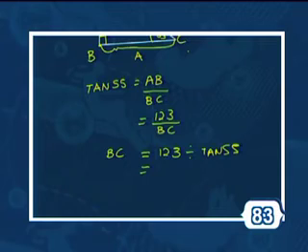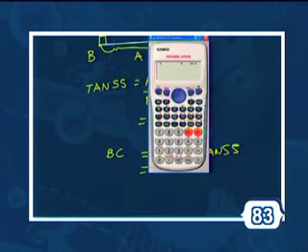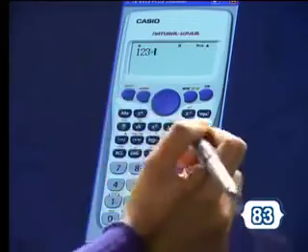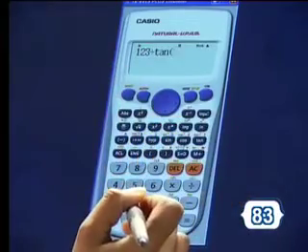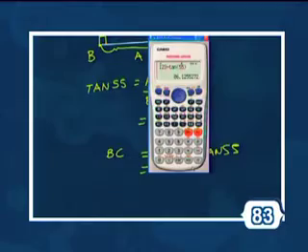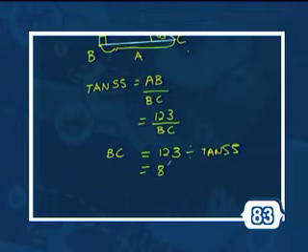And now all we've got to do is to put that into our calculator to work out how far this tourist is from the foot of the Eiffel Tower. So it's going to be 123 divided by tan of 55 degrees. And that will give us an answer of 86,13 meters, and that's correct to 2 decimal places.